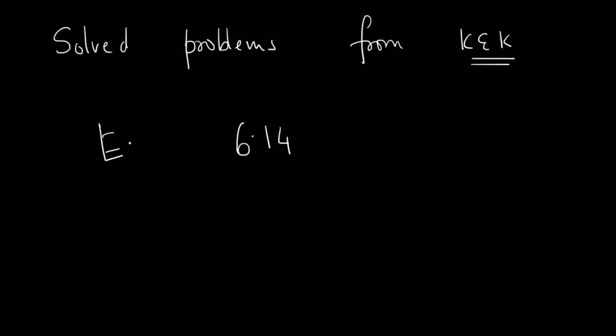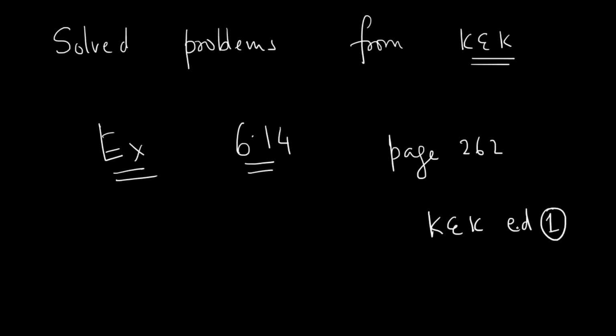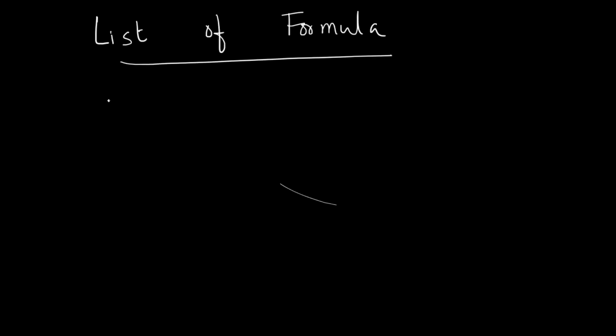So this is example 6.14 and it's on page number 262, and this is Kleppner and Kolenkow, edition 1. Okay, so let's start. What does this example say? Or maybe we should just quickly make the list of formulae that we have derived. We are in particular looking at the application of the key formula, which is force external is equal to mass into acceleration of the center of mass for the rigid body.